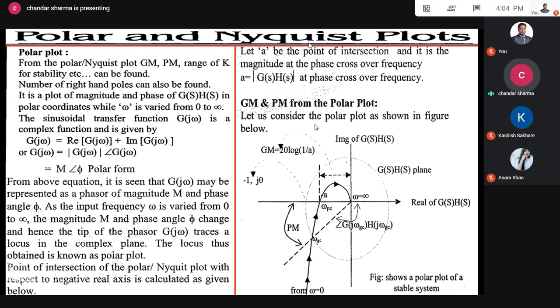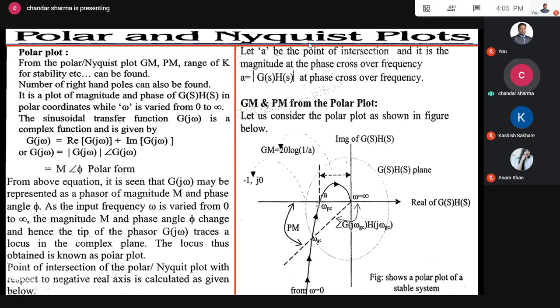It is a plot of magnitude and phase of G(s)H(s) in polar coordinates, while ω is varied from 0 to infinity. From that we can get magnitude M and angle φ in polar form. दो की जरूरत रहेगी, एक magnitude रहेगा और एक angle रहेगा. From the above equation it is seen that G(jω) may be represented as a phasor of magnitude M and phase angle φ, as the input frequency is varied from ω equal to 0 to infinity. The magnitude M and phase angle φ change, and hence the tip of the phasor G(jω) traces a locus in the complex plane. The locus thus obtained is known as polar plot.